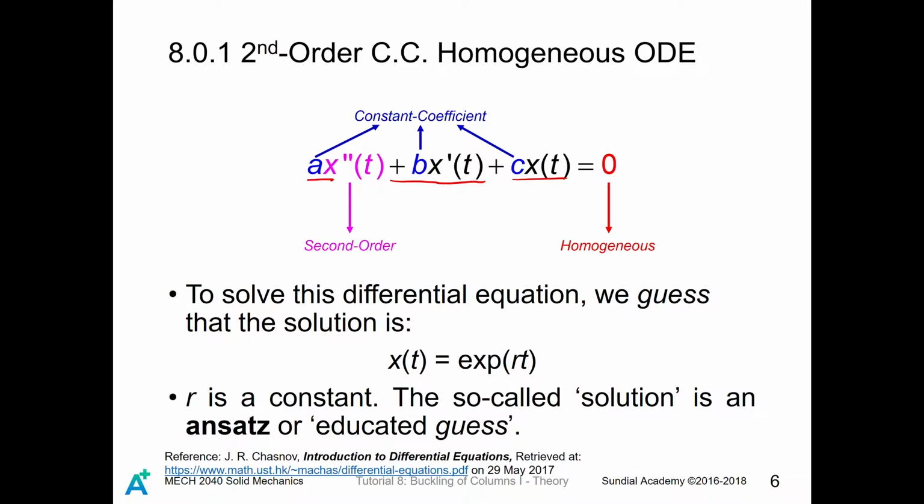To solve these differential equations, we will have an educated ansatz, which is an educated guess, that the solution x equals exponential of rt, where r is a constant. We are going to solve for what the constant is.